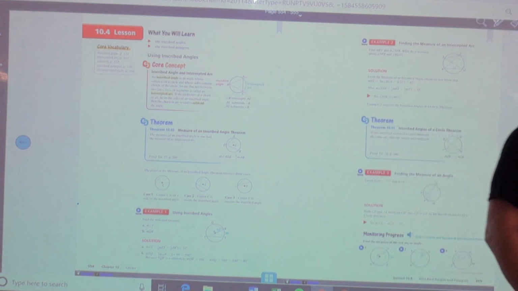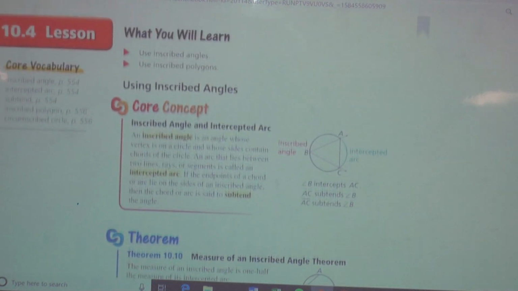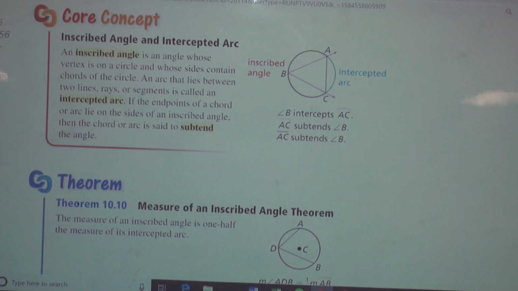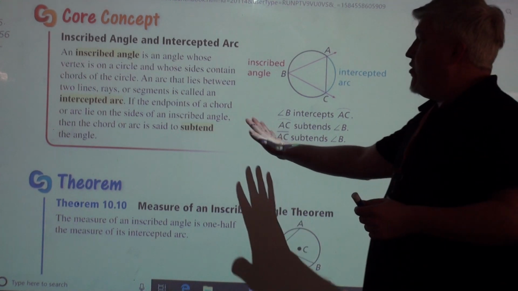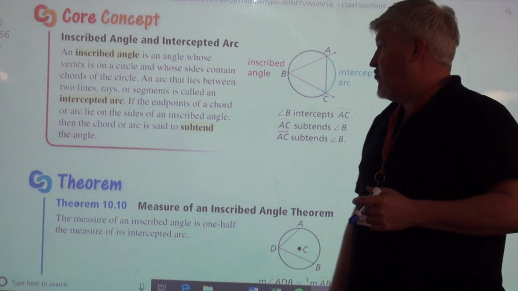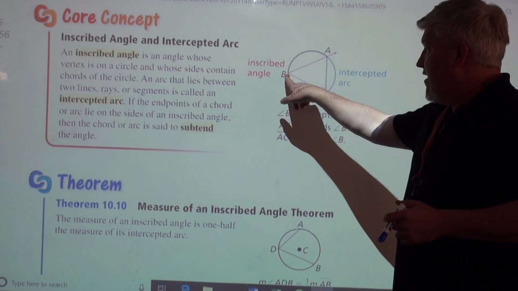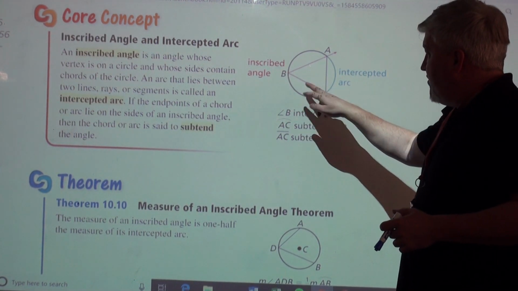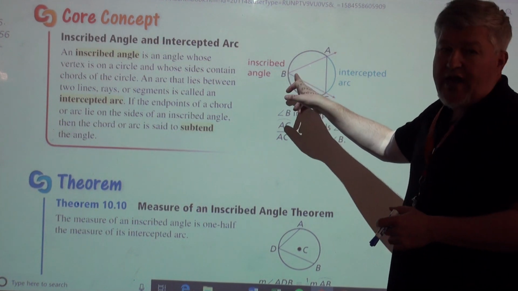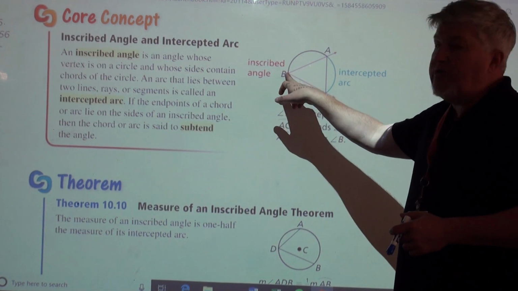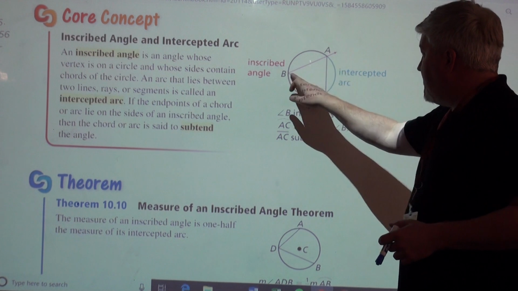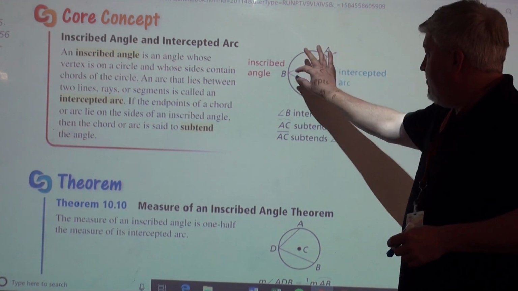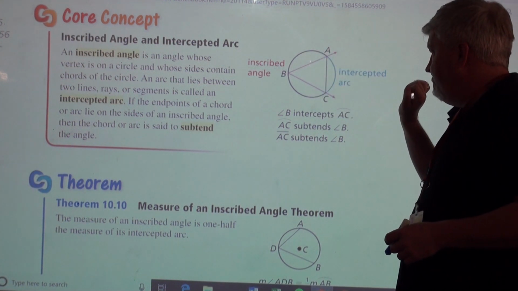So, let me blow it up a little bit. Some vocabulary under core concept. An inscribed angle is an angle whose vertex is on a circle and whose sides contain chords of the circle. Okay? So this angle B is the inscribed angle. The point of the angle is on the circle, and then the two sides go out to cross or touch the outside of the circle, making this an inscribed angle.